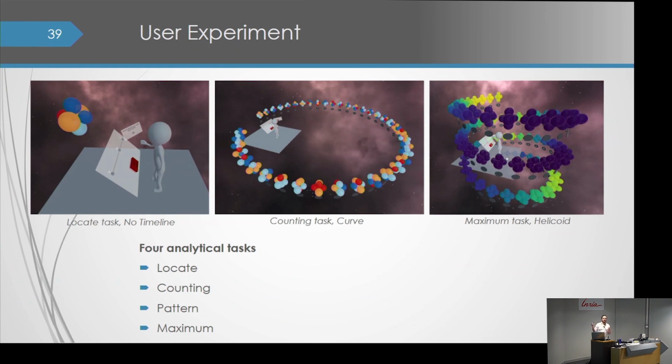The users were given a number of a time point and they had to get there. The second task was about counting. They were given a color and they had to count every object with this color. The third one was about finding a pattern.